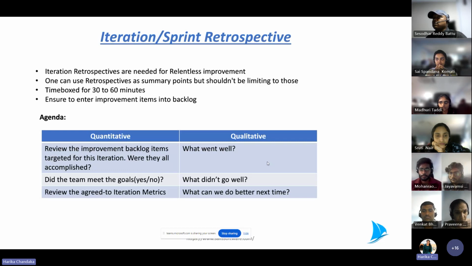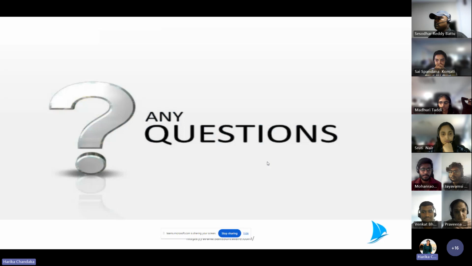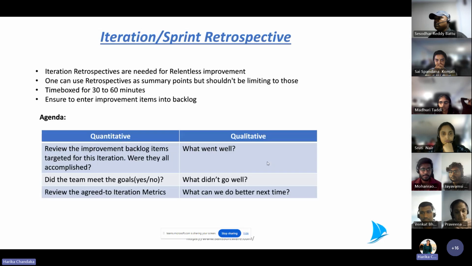Try to address them. And for our qualitative agenda, you always ask this question to the team: What really went well throughout the sprint? What didn't go well? And what can be done better next time? So it's like getting feedback within the team and trying to improve continuously based on that feedback. I think this finishes all the sprint ceremonies. Anyone has any questions with this retrospective?